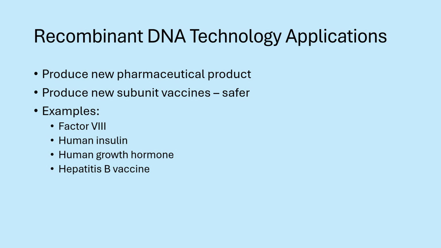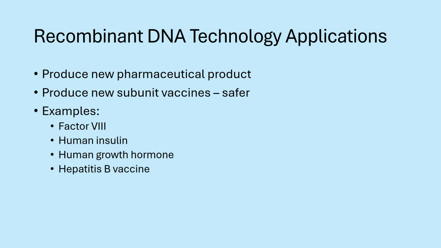So what are some of the applications of doing all of this recombinant DNA technology? How can we use this? We can use it to make new pharmaceutical products, maybe making new drugs, making new antibiotics. We can use it to make safer vaccines, subunit vaccines. Subunit vaccines are where you're not using the entire virus or the entire bacteria. You're just using a portion of it.